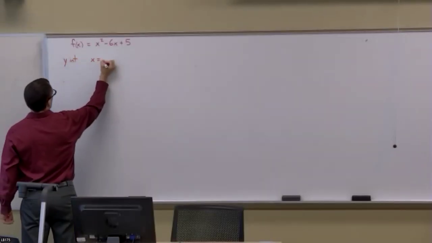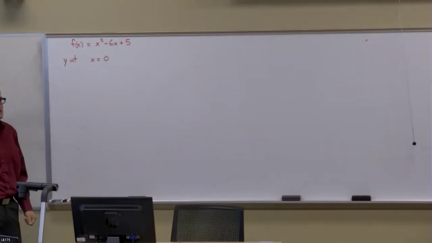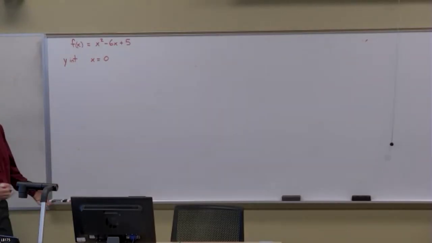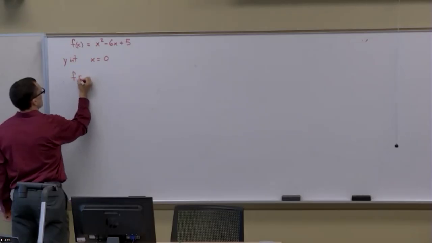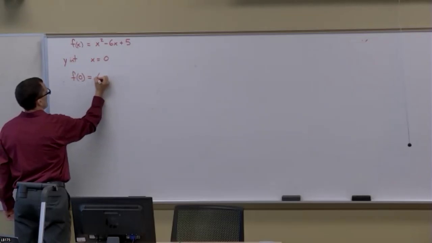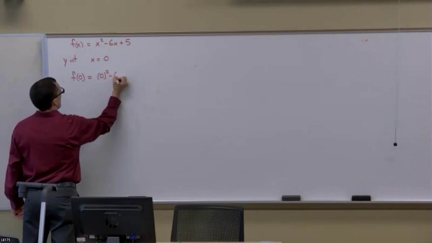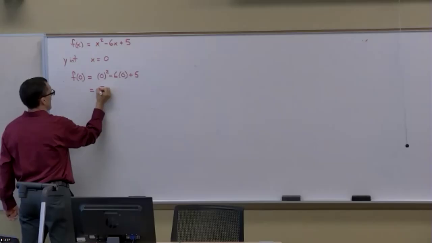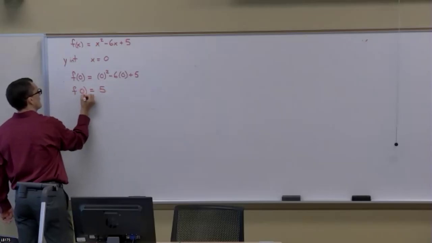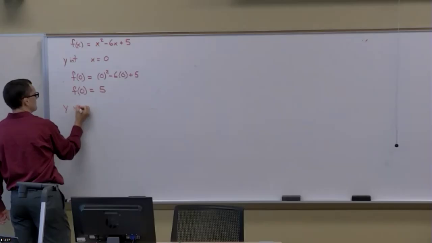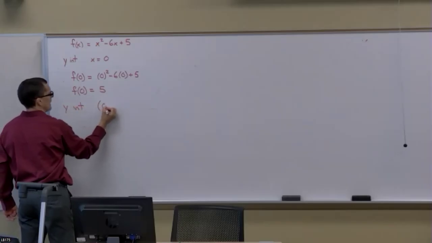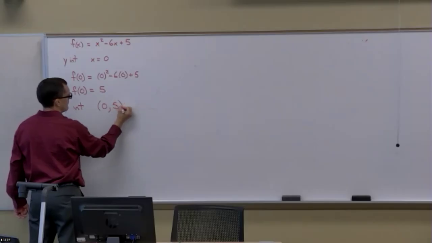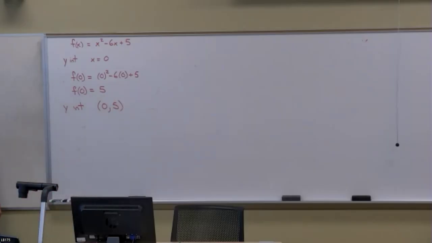I'll do the y-intercept first. That's the easier one. That's where we plug in x equals 0, and then everything simplifies. So plugging in a 0 for x gives me out a value of 5. So the y-intercept is the point (0, 5). And that's it. Remember, you always get one y-intercept.